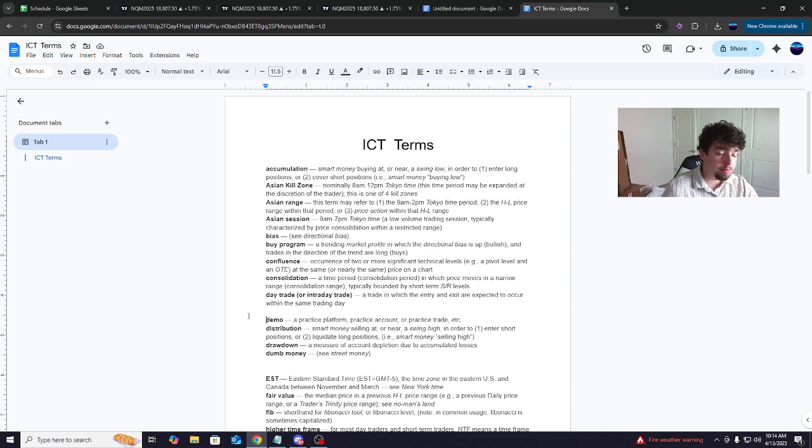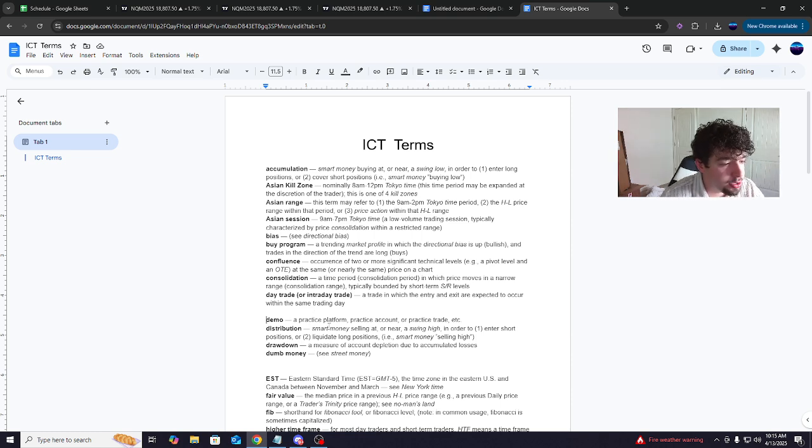Demo is what I would want you guys to start on first, to get a feel for the market, get a feel for buying orders, placing orders, selling. So you're not just risking real money right off the bat, not knowing what you're doing. So demo is a practice platform, practice account, practice trade. Webull offers paper trading. TradingView offers paper trading. Both very, very good to get a good feel for the market.